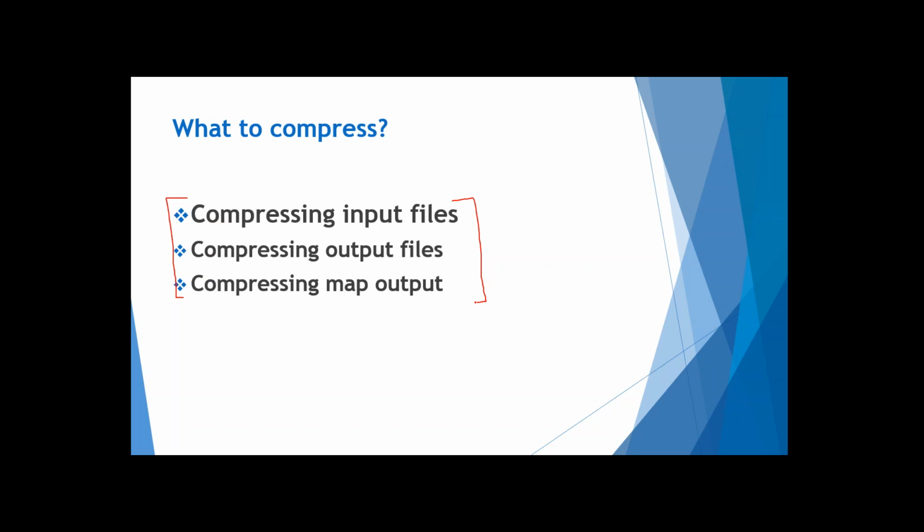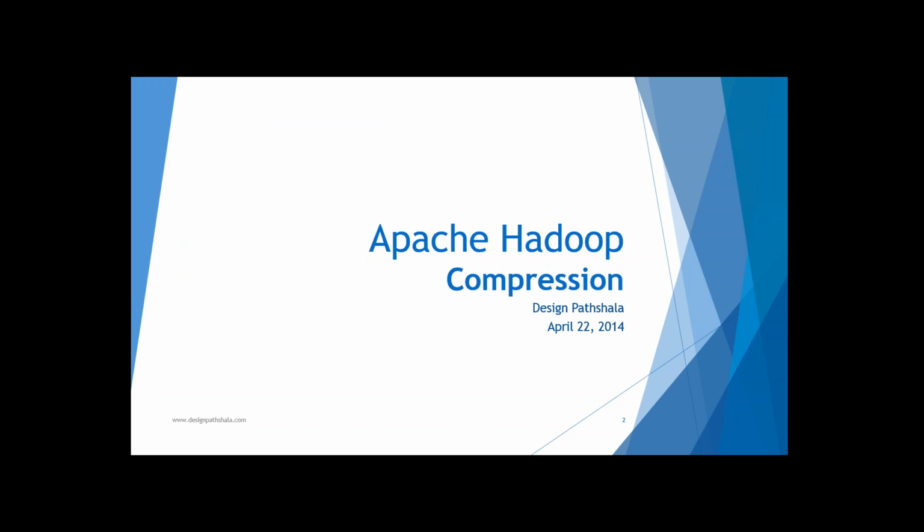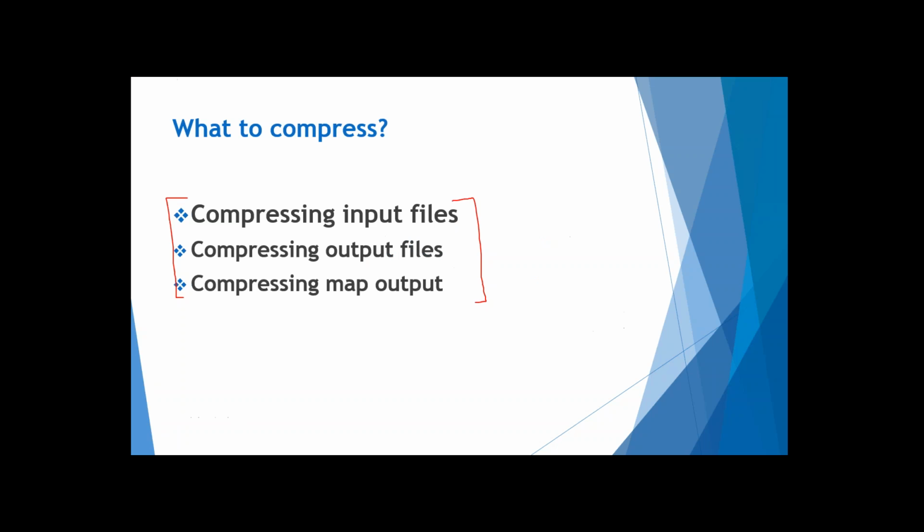Okay. So, as I told you, we can do compression at three different layers. That is input files, mapper output, and the reducer output. Before going ahead, I would like you to think out loud. What do you think would be the benefits and disadvantages of compressing the data in different phases?